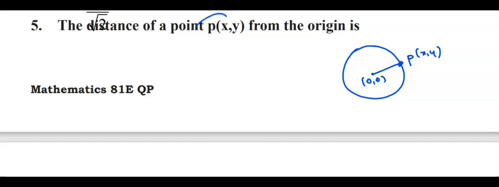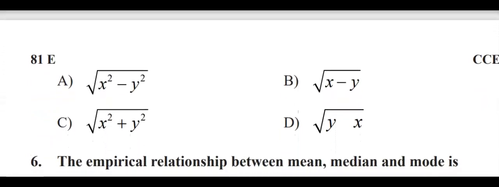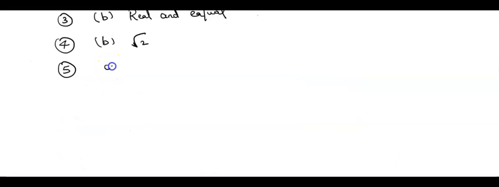Whenever you remember, if they give any coordinate from the origin or origin to some point, if you want to find the distance, then what is the formula we use? This is the standard formula. That is root of x square plus y square. If you want to find the distance between the point and the origin, then the answer is root of x square plus y square. Number 5, option C. Answer is root of x square plus y square. Then question number 6.